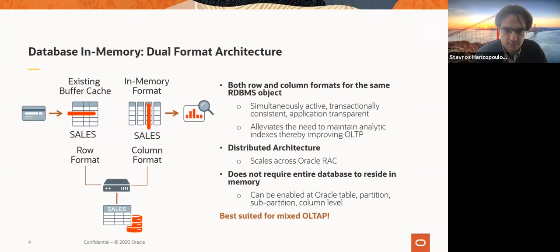Database in-memory is one of Oracle's fastest growing options. It introduced the industry-first dual format database, which maintains two different formats of the underlying data, a row store format for OLTP and an in-memory columnar format for faster analytics. Now, this doesn't necessarily double the memory footprint because the columnar format can be specified at granular levels, like for a table, for its partition, subpartition, or even a subset of columns that you would otherwise build your analytic indexes on. As a result, you get the best of both worlds, a system that is well-suited for OLTAP workloads.